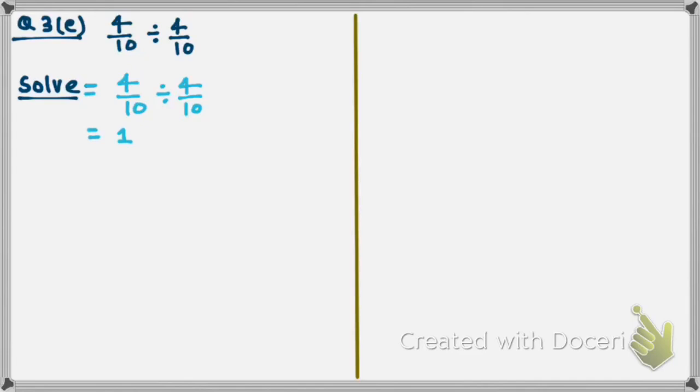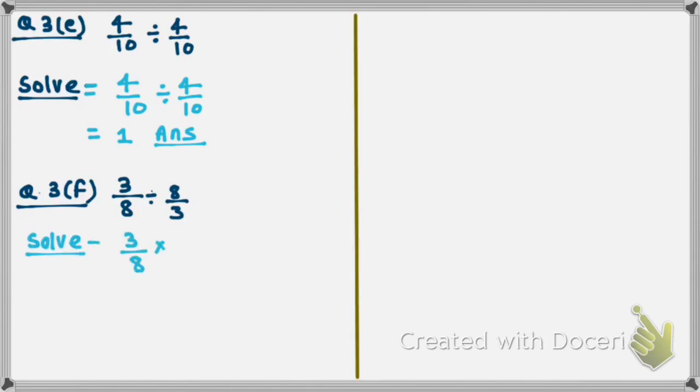Okay, so question number 3F. Question 3F says 3 upon 8 divided by 8 upon 3. Okay, now students, this division sign will change into a multiplication sign, and 8 upon 3 will become 3 upon 8. Now, is there anything to reduce here? No. So 3 into 3 will become 9, and 8 into 8 will become 64. So this is our answer.